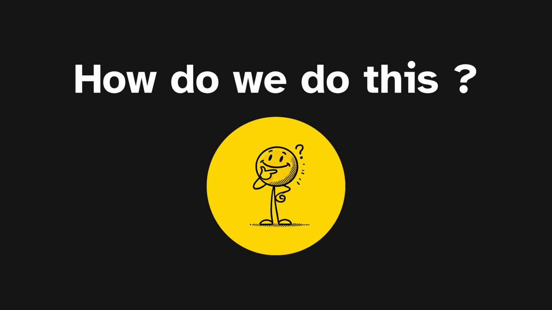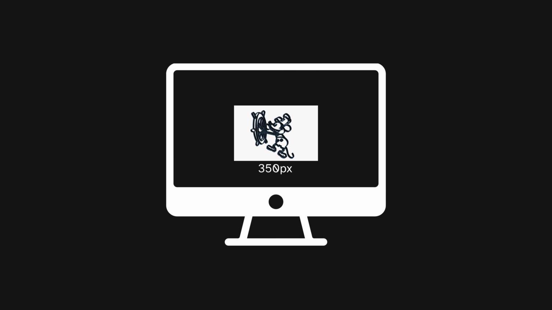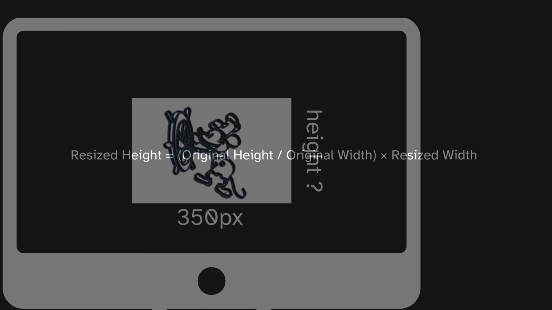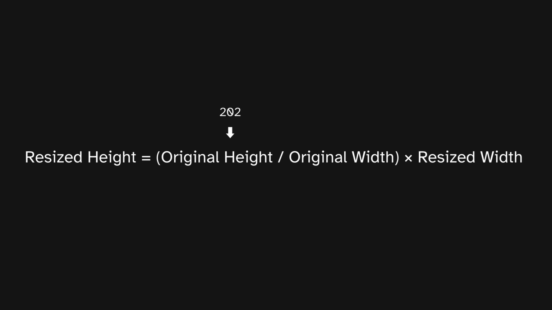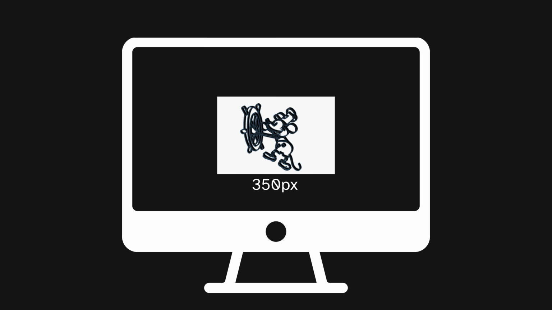Now, how do we resize our image and keep the aspect ratio intact? Well, for large screens, let's say I want to have a width of 350 pixels. Now we have to calculate the height. For that, we'll use a formula: original height divided by original width times the resized width. That will give us the newly resized height. In our case, that will be 202 divided by 300 times 350. That will give us the height of 235 pixels. And that is how we end up with a width of 350 pixels and a height of 235 pixels.